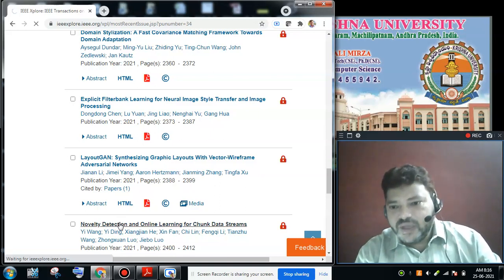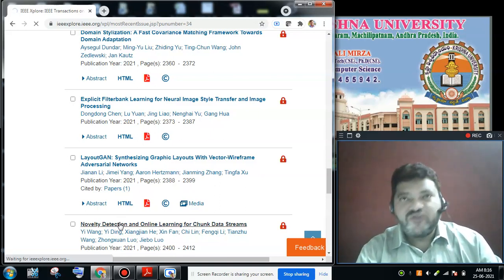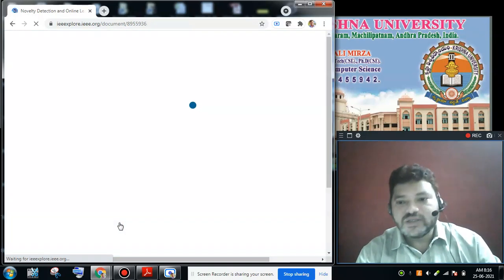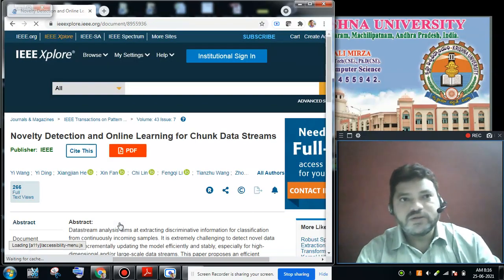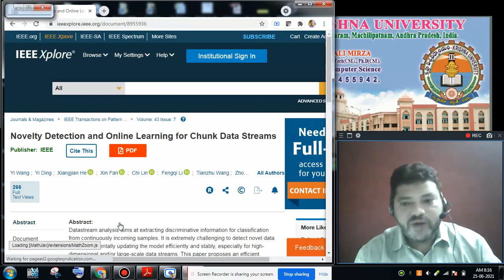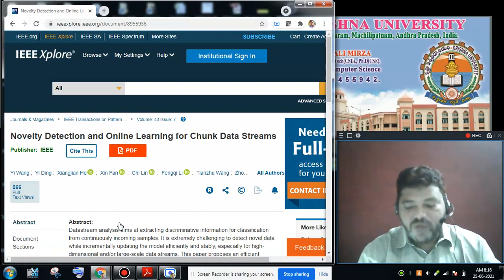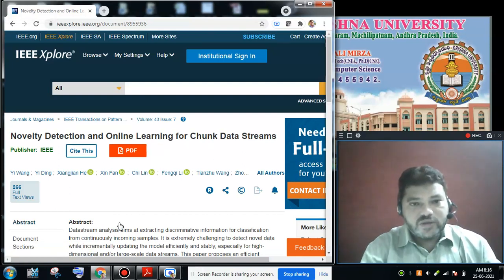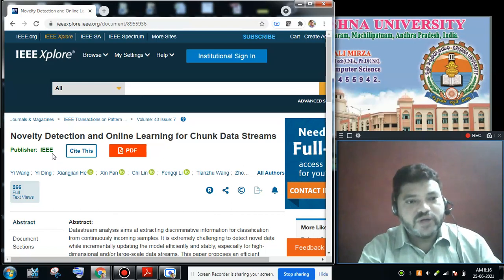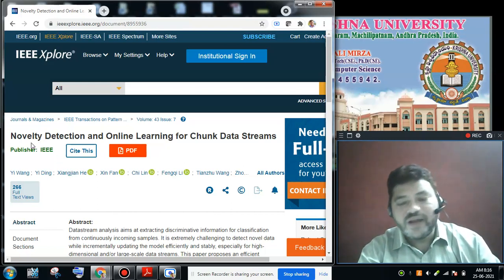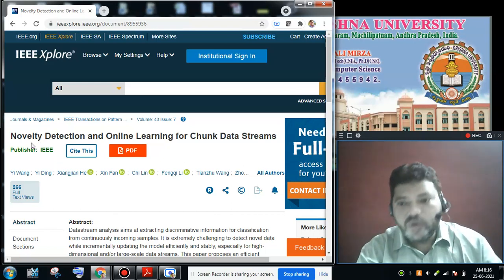So, what is the meaning of novelty detection? Novelty is nothing but a newness. What is the new? What is the different one? So that one is called novelty. So here, in this article, the authors are trying to tell that they are going to have novelty detection, finding new classes for classification in the online learning process for chunk data streams.